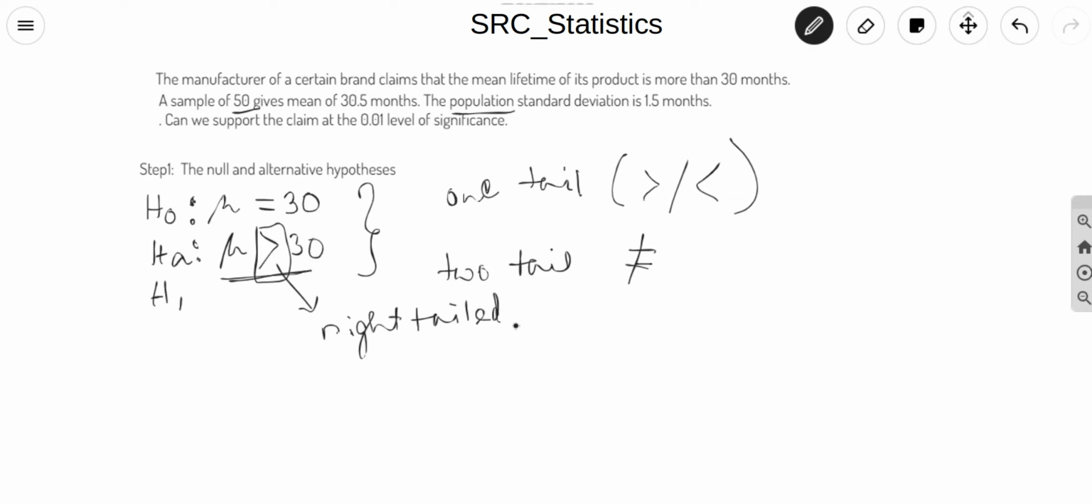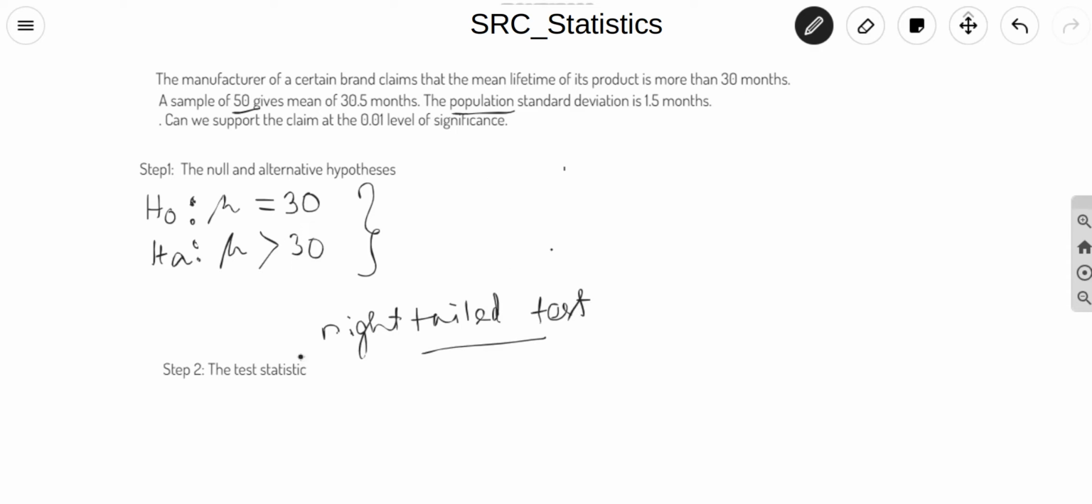Okay, now we go to step 2. Step 2 is finding out the value of the test statistic. We know that this is a Z test for mean.